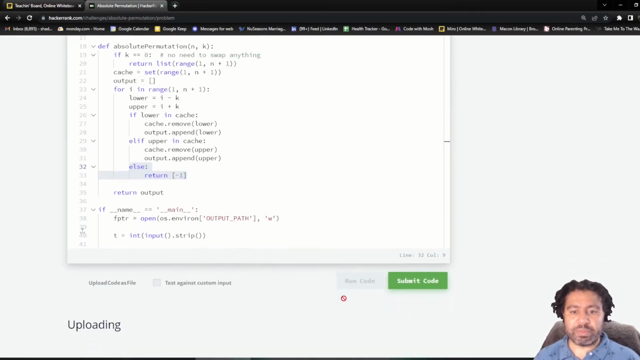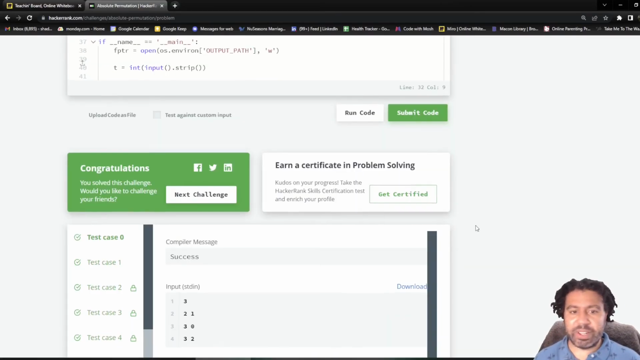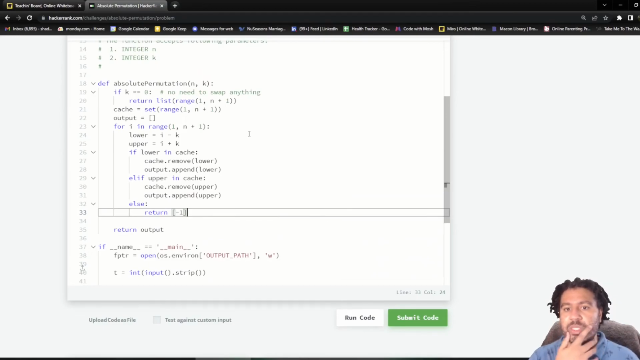Let's run some code. All right, let's submit some code. Hey, there we go. All right, let's go over some big O notation.